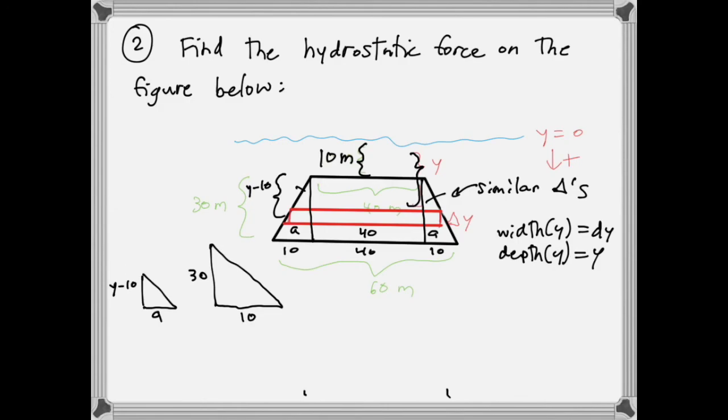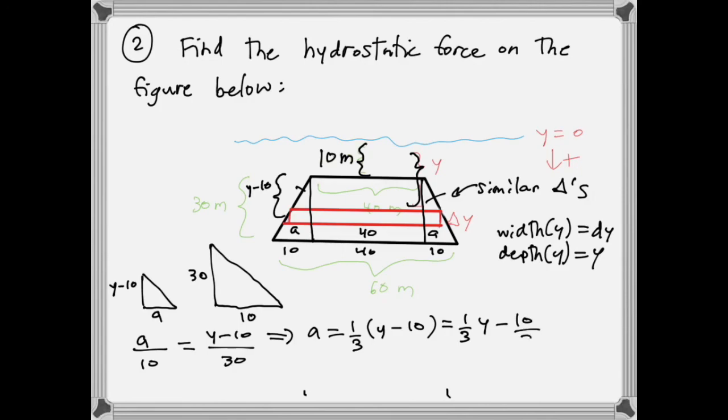So finally, we can do a similar triangle argument to try to find A, right? So it's going to look like this. We could say A is to 10 as y minus 10 is to 30. Or A, if I multiply both sides by 10, I get 1/3 times y minus 10, which is 1/3 y minus 10/3.